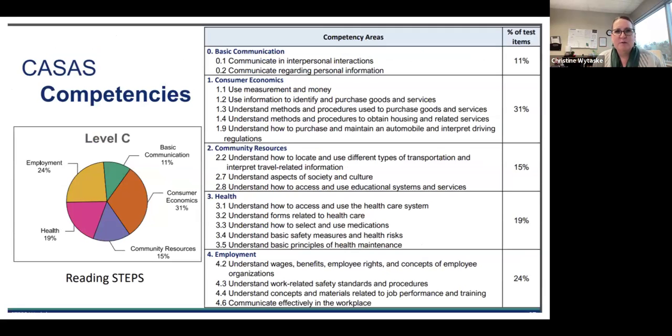Another example, this one at level C for CASAS competencies. Again, you've got the nice visual breakdown on the left, and then over on the right you can see each of the different competencies that show up in the test and what percentage of test items are in each of those areas. And I believe the PDF of the CASAS competencies itself is a 10-page document. There are, of course, more competencies that exist than what show up on the tests.